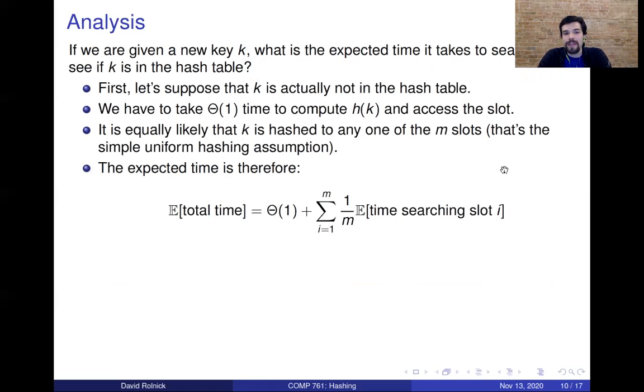So the expected time is going to be just theta of 1, and this is the constant that it takes to compute the hash function and then access the slot, just some constant time, plus, so there's a 1 in m chance that it's in slot 1, a 1 in m chance that it's in slot 2, and so on. So it's the sum over all the possible slots, 1 over m times expected time searching if we had to search that one slot. How can we simplify this? What is the expected time to search one of these slots?